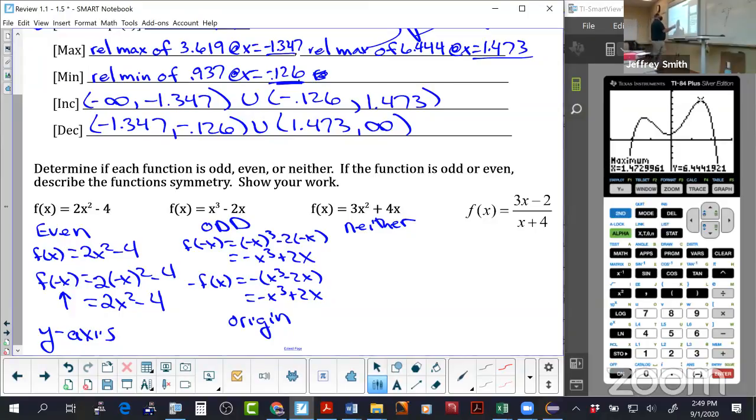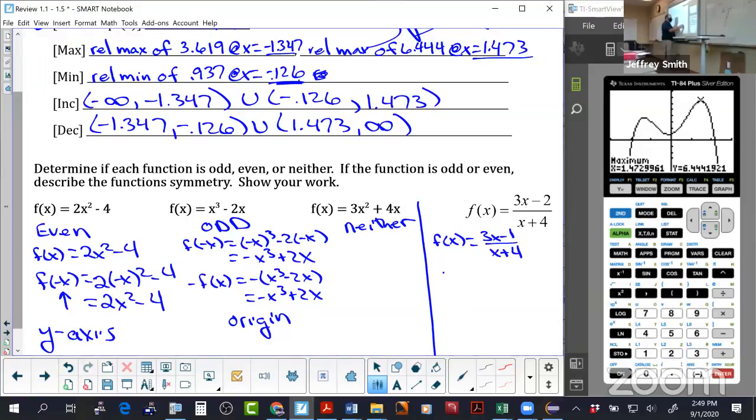So on the last one, this one's a little different because it's not a polynomial. What we've really talked about is all polynomials. Odd power is odd, even power is even, but this isn't a polynomial. So we have to do the work. f(x) is (3x minus 1) over (x plus 4).